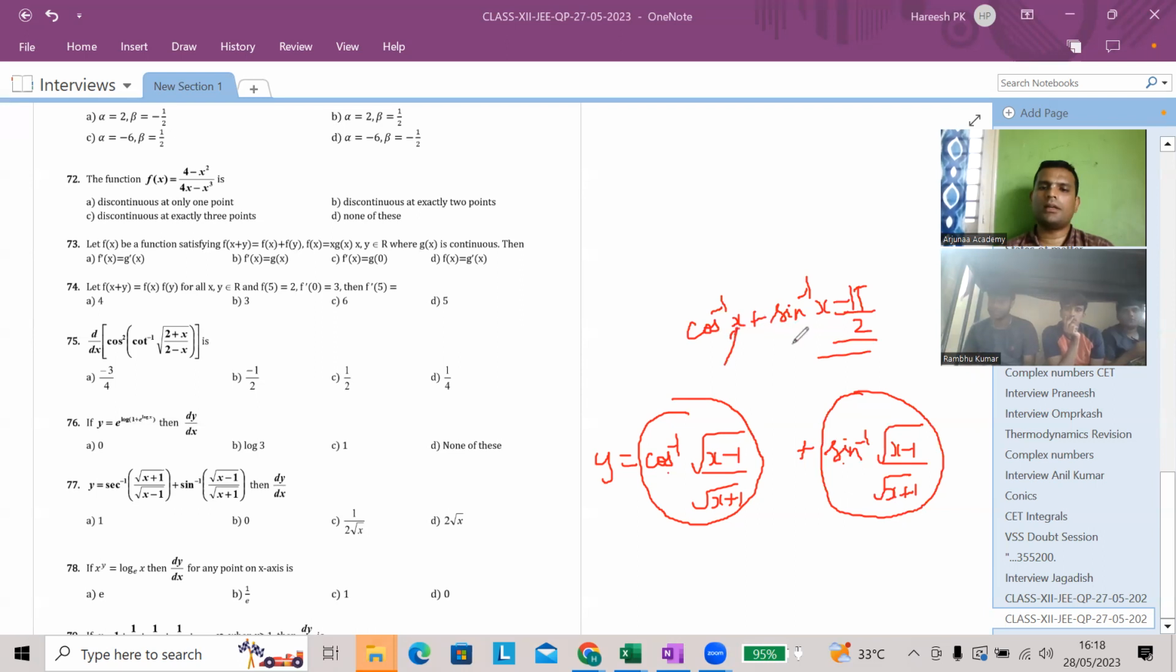Since it matches here, the answer is pi by 2. So y is nothing but pi by 2, a constant. So when you differentiate a constant, what will you get? 0. See how easy these questions are.